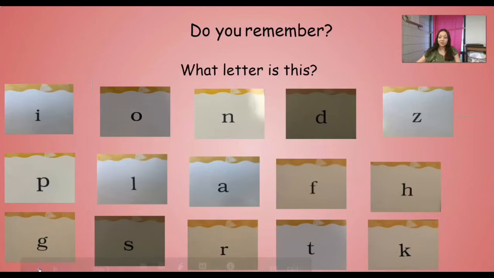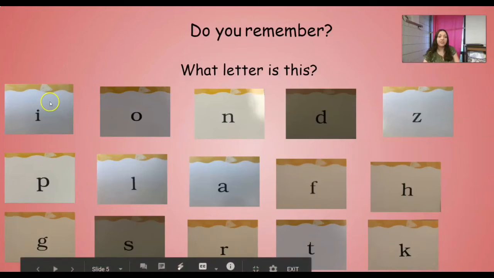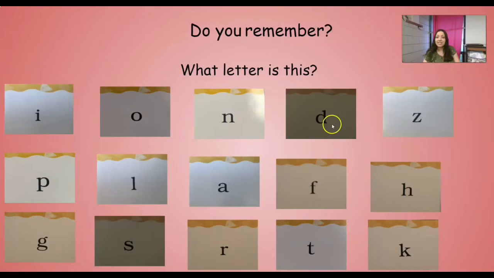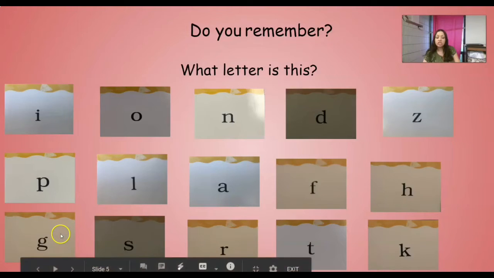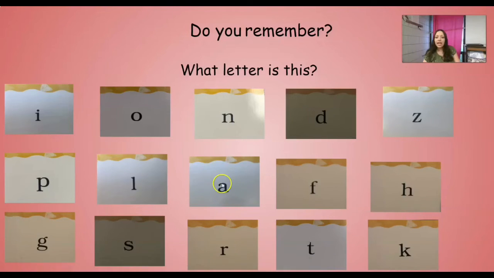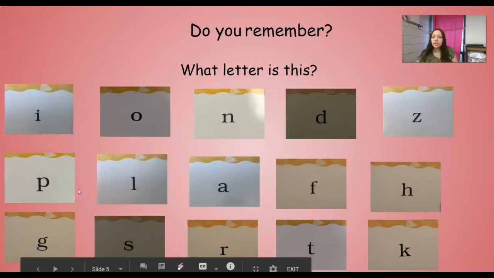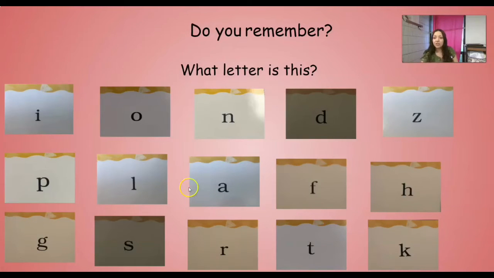All right, so we're just going to really quickly say their name. Are you ready? So we have I, O, N, D, Z, P, L, A, F, H, G, S, R, T, and K. And remember, this A and this G might look a little bit different than when you write them because sometimes when you type it, the font makes it a little bit different. So we'll see those a couple different ways.